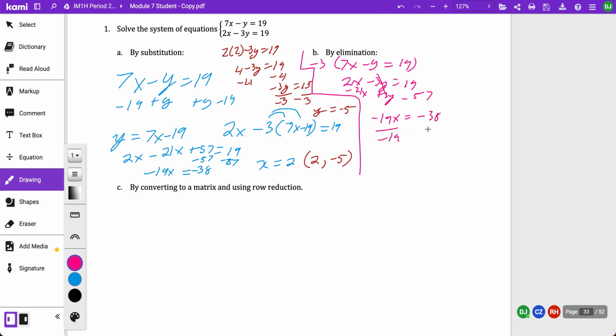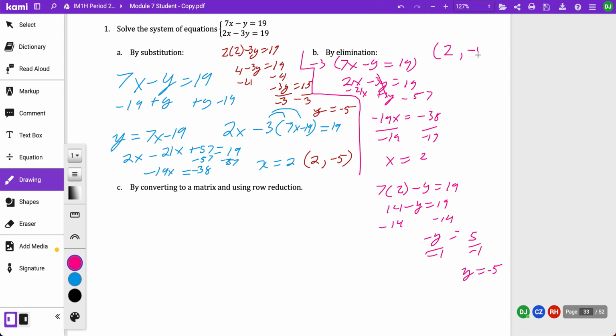Then when I divide both sides by negative 19, I get x is equal to positive 2. Let's plug it into the top one this time. It's going to be 7 times 2 minus y is equal to 19. 14 minus y is equal to 19. Minus 14 on both sides, negative y is equal to positive 5. And when I divide both sides by negative 1, I get y equals negative 5, the same exact answer. So once again, when I solve by elimination, I get 2 comma negative 5.